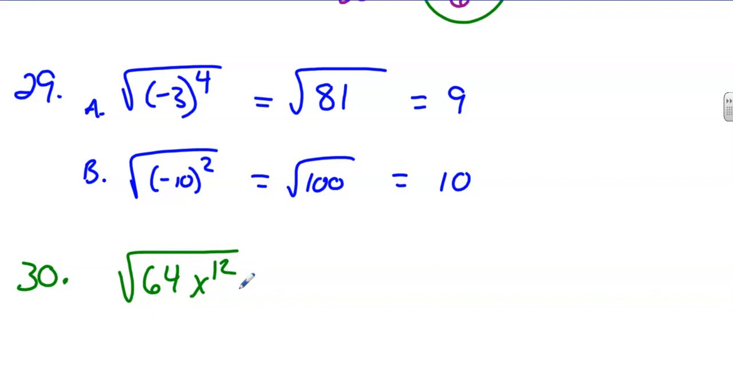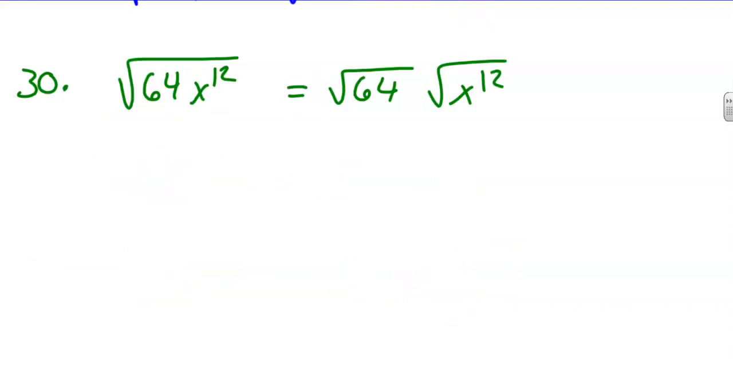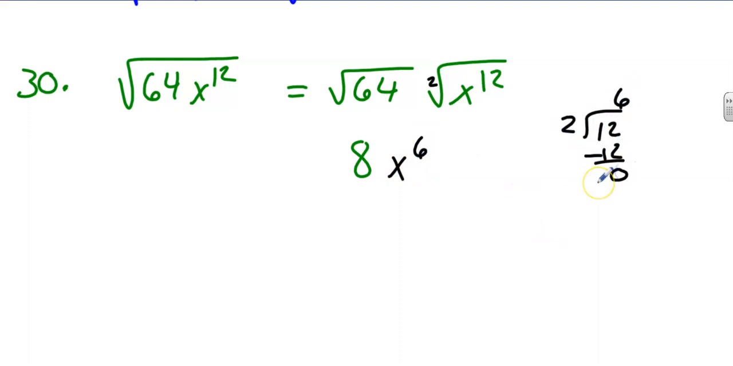Still another easy one here at the end. 64x to the 12. Break it up into the two parts. It's the square root of 64, and it's the square root of x to the 12th. Square root of 64 is 8. X to the 12th, again, that's the square root, so basically you're taking 2 and dividing it into 12. It goes evenly 6 times. That's x to the 6th. So again, 6 goes on the outside. There's nothing left on the inside. And it says make sure all variables are positive, so we'll make the whole plus or minus on this one. It's just the regular square root.